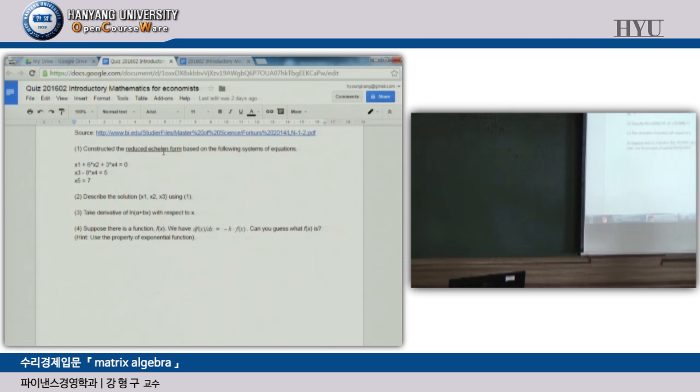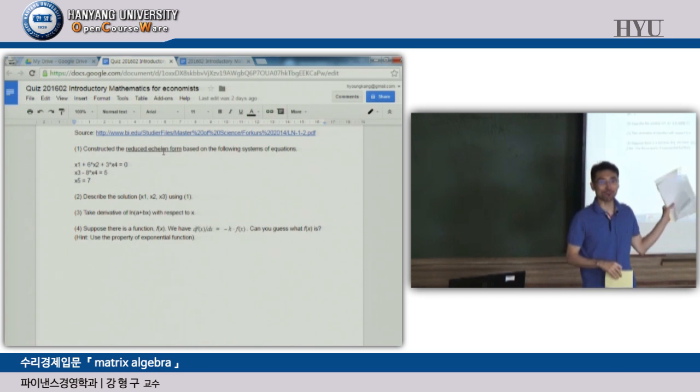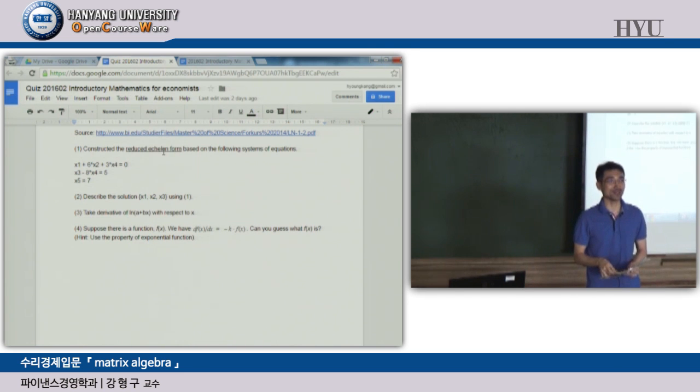Can I see the student solutions? Let me see who did well. By the way, next time please don't use this small paper. Use A4 when you hand in your work, because maybe I may lose this if it is too small.